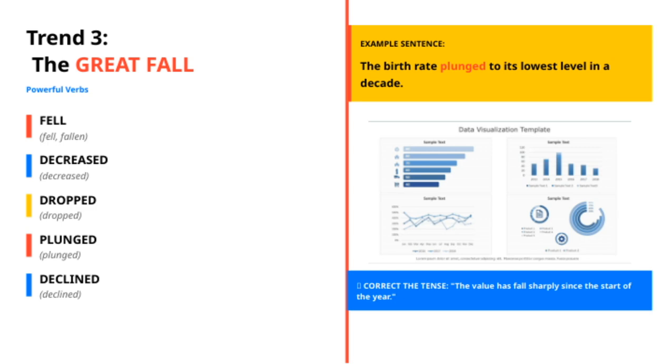This is a significant trend because it highlights a dramatic decline in a key demographic indicator. The word plunged is a powerful verb that vividly conveys just how steep this decline has been. In this context, using strong verbs like declined, dropped, or fallen helps us communicate the magnitude of the change more effectively. Here, plunged emphasizes a rapid and sharp decrease, fitting the overall theme of the Great Fall.